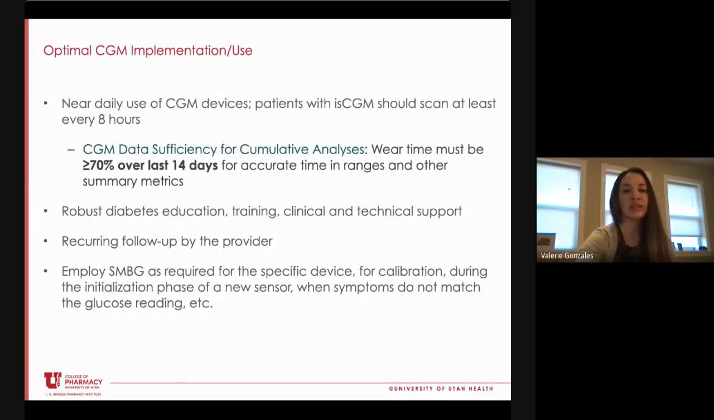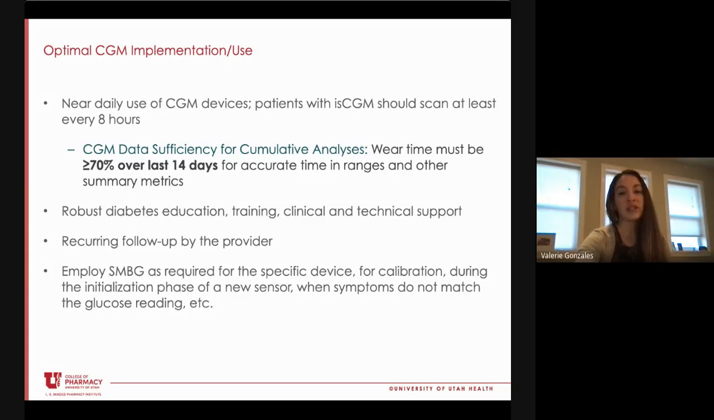Patients who are selected to receive a CGM device should wear the device on a near daily basis for maximal benefits, as recommended by guidelines. With the IS CGM devices, the sensor should be scanned at least every 8 hours with the receiver. CGM summary metrics and the generated ambulatory glucose profile graph that are used for assessing whether the patient is meeting time and range goals are reliable if at least 70% of possible readings are captured over the previous 14 days.